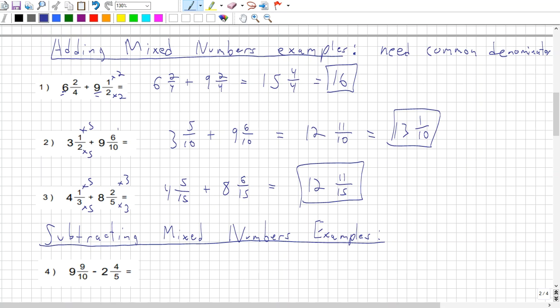So adding mixed numbers is very similar to adding fractions, only you just have to add that number in front as well. And if you have a value like in part 2, where you have an improper fraction, it's going to bump that whole number in front up.